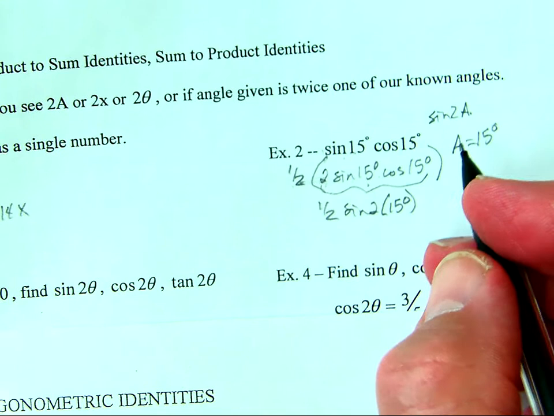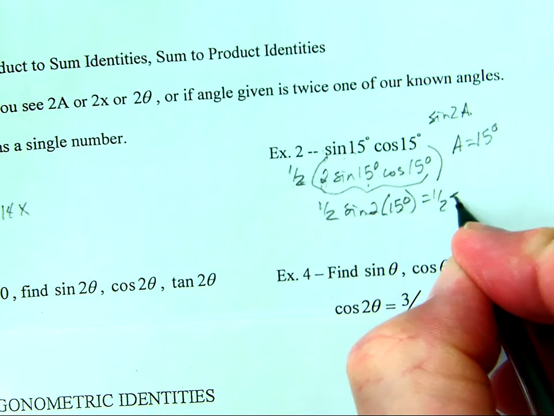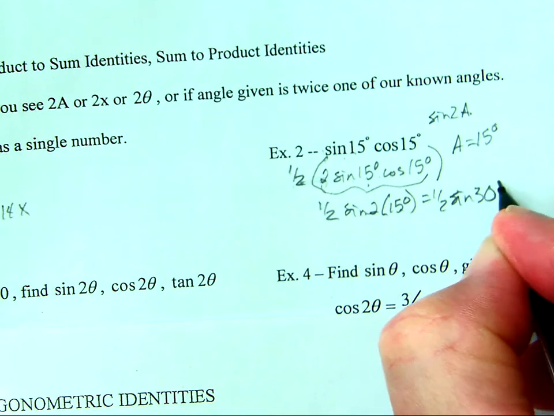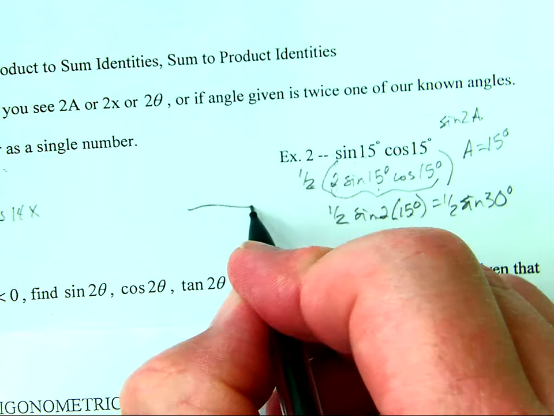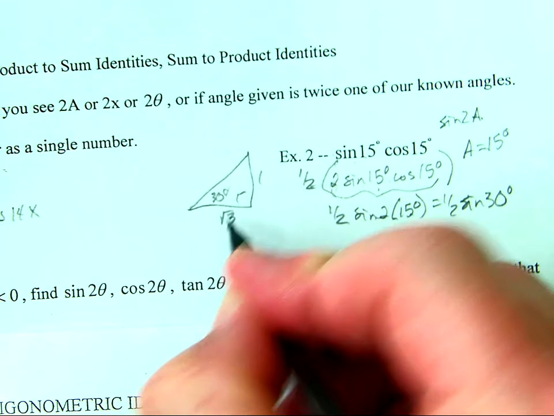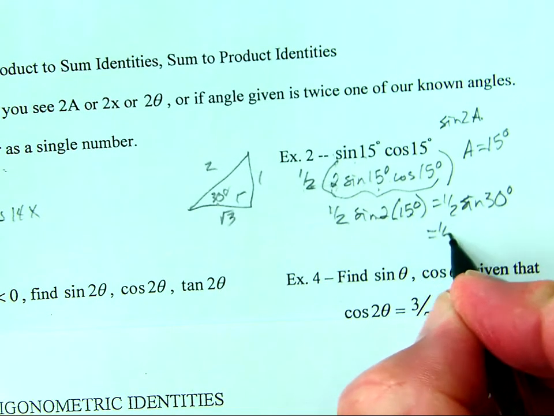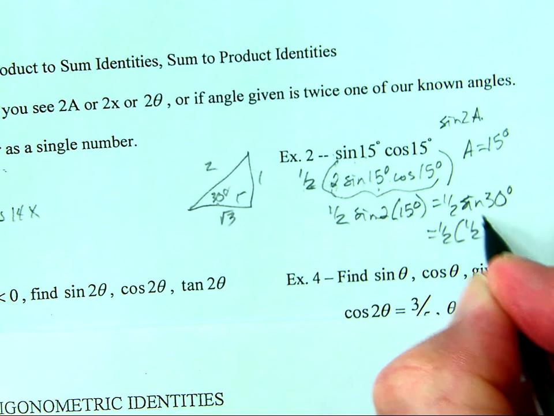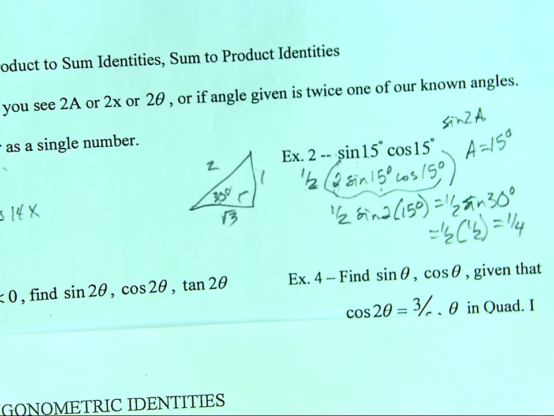Well, let's see. Now if we look at that, that's 1/2. 2 times 15 is 30. That's 1/2 the sine of 30. Well, we know the sine of 30 from our triangle. We know our triangle looks like that. We know the sine of 30 is 1/2. So this is 1/2. The sine of 30 is 1/2. So 1/2 times 1/2, we can simplify that all the way down to 1/4.